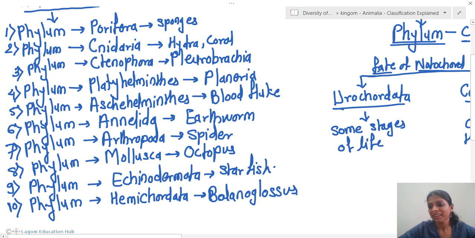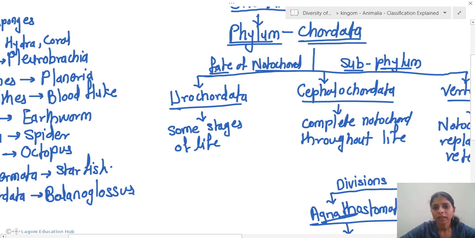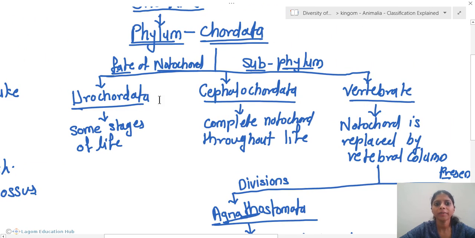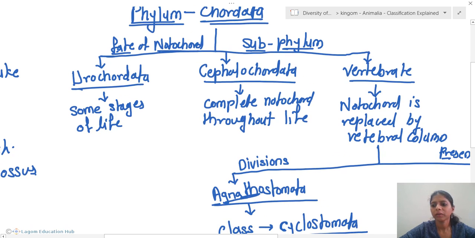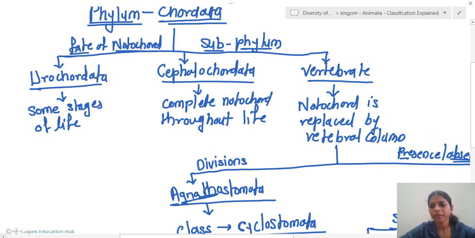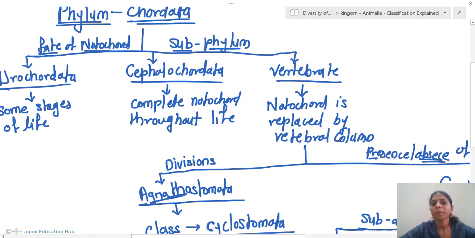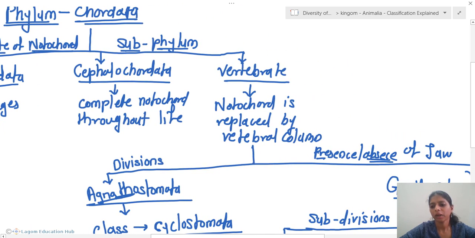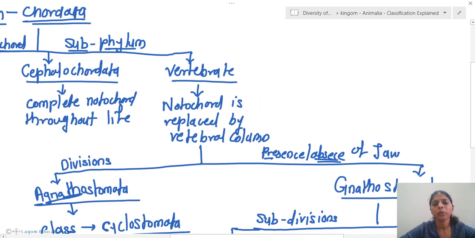Then let us shift to the chordates. Chordates are only a single phylum, Chordata, classified into 3 subphyla. Which are those? Urochordata, Cephalochordata and Vertebrata. In Urochordata, notochord is present only at some stages of life. In Cephalochordata, notochord is complete and throughout life. In Vertebrata, notochord is replaced by the vertebral column. We are going to study detailed classification only of Vertebrata.